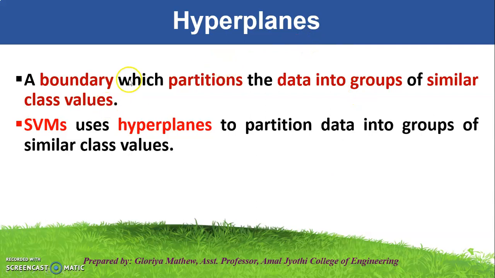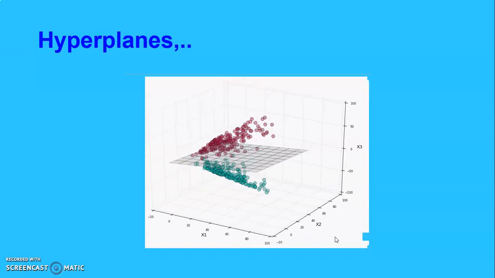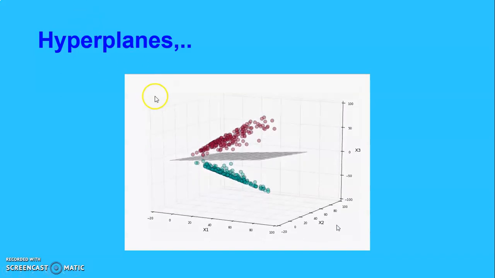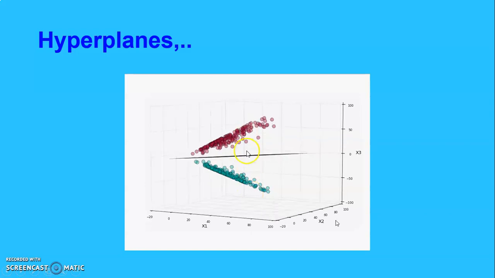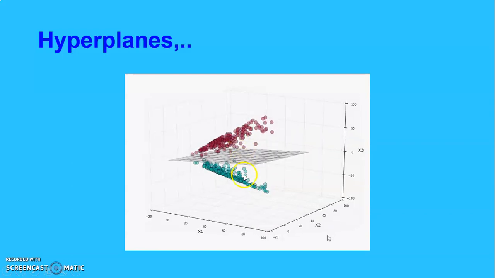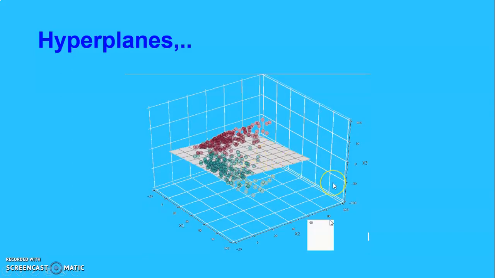Hyperplanes. A hyperplane is a boundary which partitions the data into groups of similar class values. The support vector machine, or SVM, uses hyperplanes to partition data into groups of similar class values. This is a pictorial representation of a flat boundary which separates two classes of objects. The blue circles and red circles are classified by using this flat boundary.